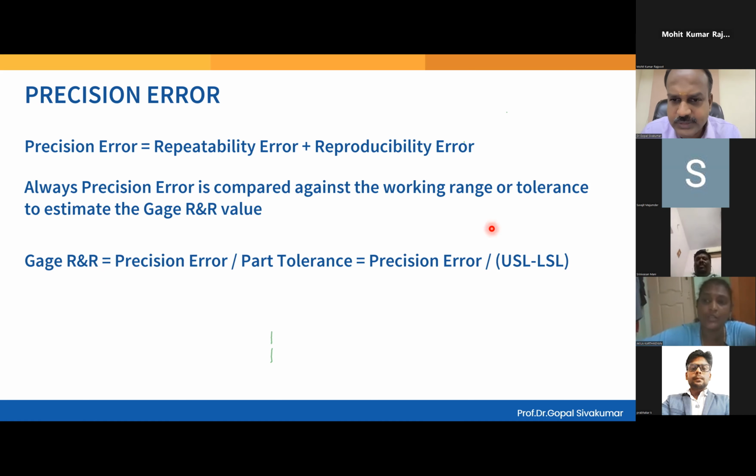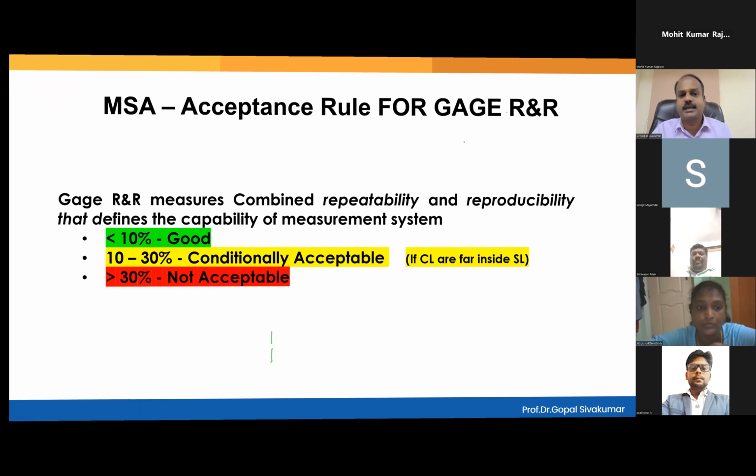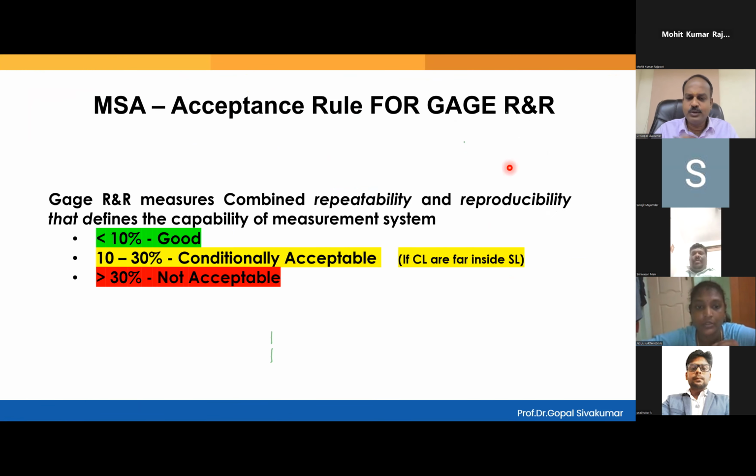Come on, all of you, do you understand gauge R and R? Precision tolerance ratio. Precision is nothing but the sum of repeatability error and reproducibility error. Repeatability error is the error within appraiser reading. Reproducibility error is the error between multiple appraisers reading. And so gauge R and R is calculated. But how to do the actual calculation, we'll discuss a little later.